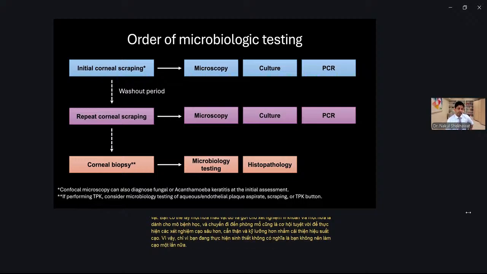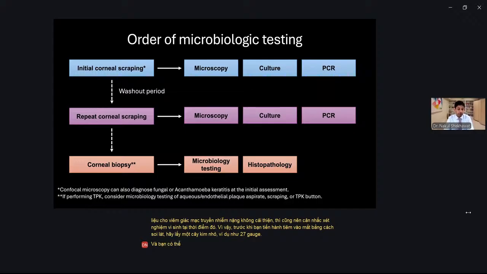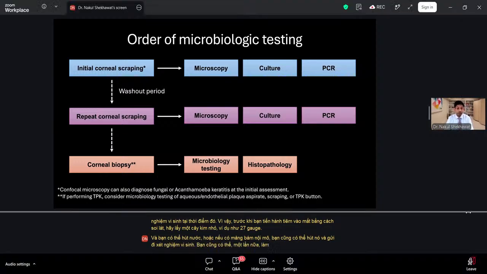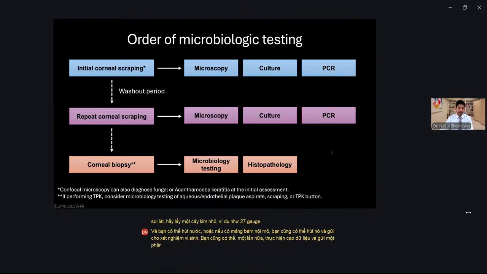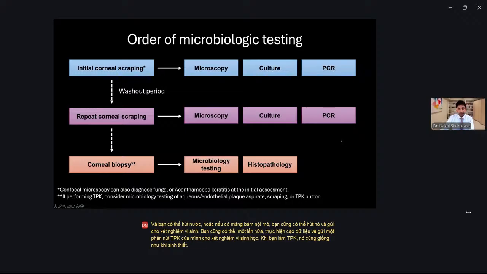The other thing to consider when you're talking about procedures and their use as diagnostic opportunities is if you're performing a therapeutic keratoplasty for severe non-improving infectious keratitis, then consider microbiology testing at that point as well. Before you go into the eye with your trephination, take a small, like a 27 gauge needle, and you can aspirate aqueous, or if there's endothelial plaque, you can aspirate that as well and send that for microbiologic testing. You can also do scraping, and you can also send part of your TPK button for microbiology testing. So when you're doing TPK, just like with biopsy, that trip to the OR is another opportunity to perform a good scraping and try to confirm your diagnosis.